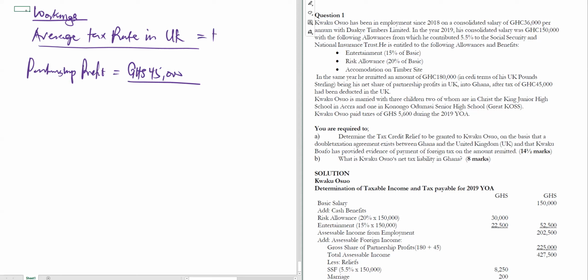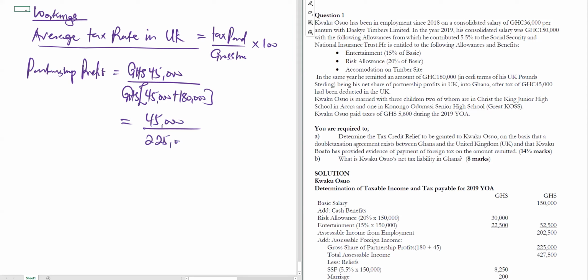180 plus 45,000. So this will become tax paid over the gross times 100. So you all follow. So 45,000 over what becomes the total income? That's 45 plus the 180. That means this is 45 over how much? 225,000. And that gives us how much? Average tax rate of how much? 20%. The average tax rate in the UK for partnership profit is 20%.